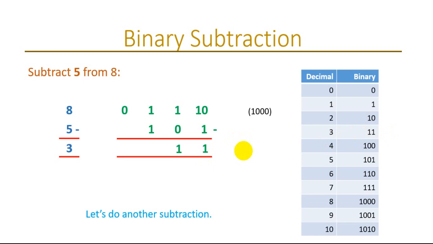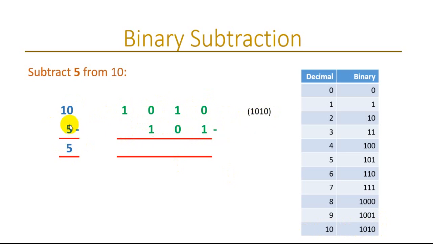So let's do one more. This time we are going to subtract 5 from 10. So 10 minus 5, we should get the answer 5. In decimal, we know that, right? So I have written the decimal side of that. Now this is the binary side. So 1, 0, 1, 0 means 10. You see? So for 10, I have put 1, 0, 1, 0. That's the binary equivalent.